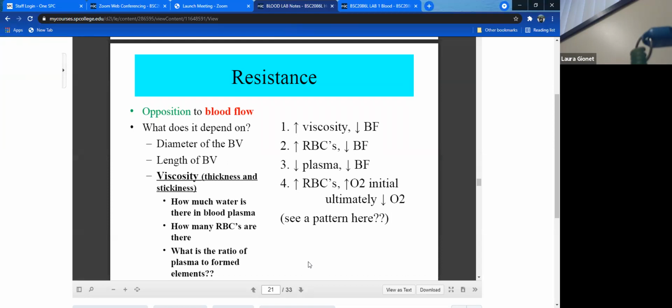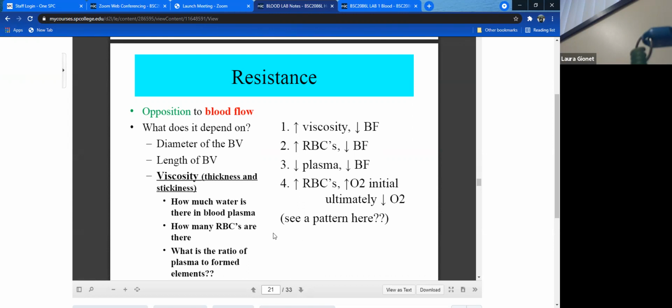How much water is there in the blood plasma? So when we talked about that 55% plasma being 90% water, hydration levels have a big impact on the thickness of your blood. So the thicker it is, the more viscous it is. So blood water levels will have a big impact on the viscosity.